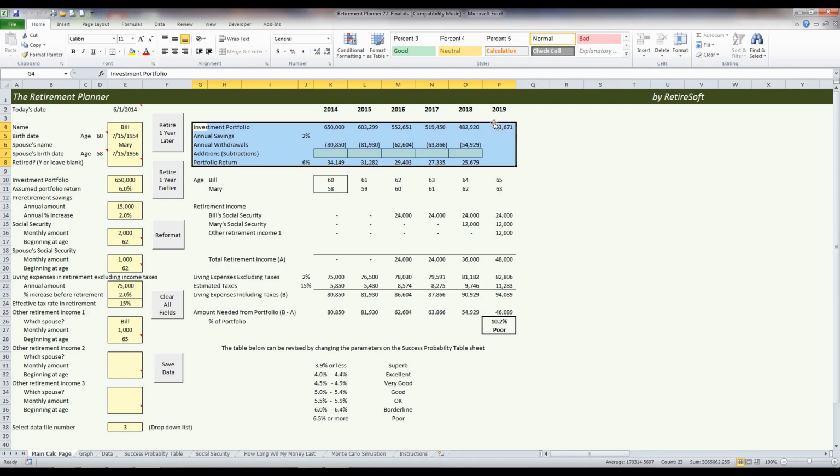So in this case, we've projected a portfolio at their pivot age of $453,671. And the second step of what the retirement planner does is it calculates a withdrawal rate by taking the living expenses, subtracting out their fixed income, which is all commenced by their pivot age, and calculating the net amount that they need to withdraw from their portfolio at the initial period of their pivot age, and calculates a withdrawal rate.